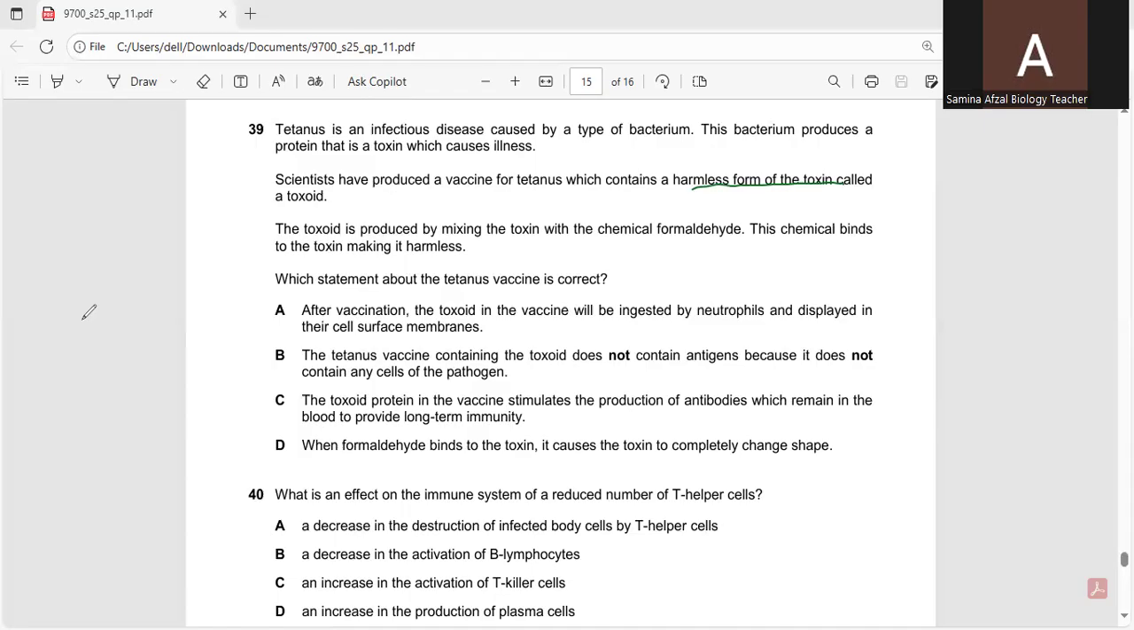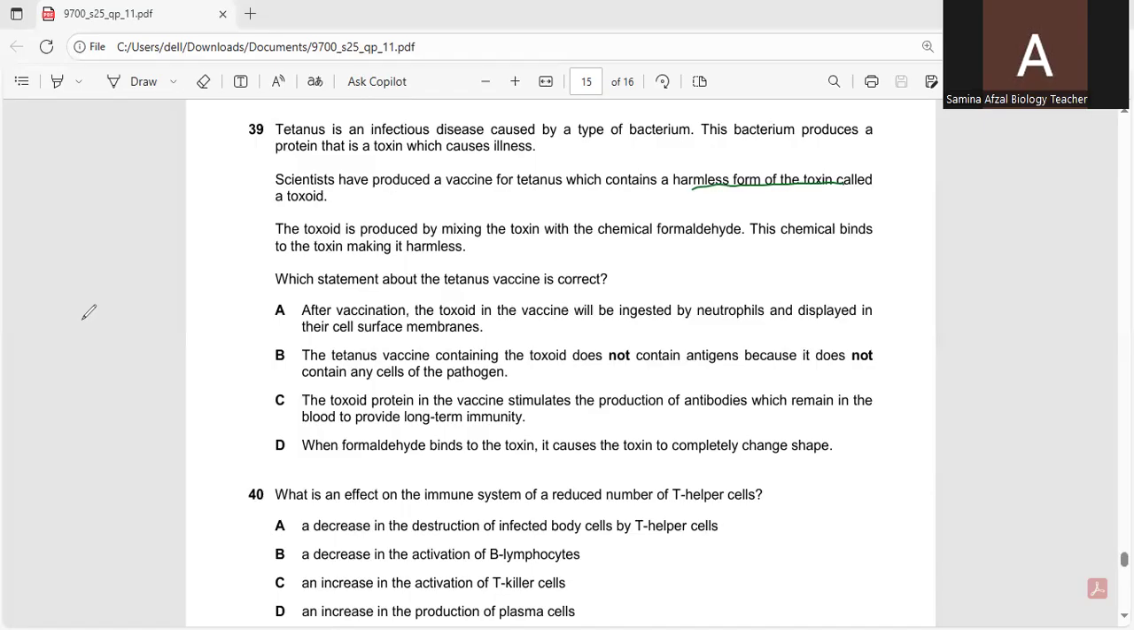And then you can see toxoid production to create the vaccine. The tetanus toxin is treated with a chemical such as formaldehyde, which alters its structure. This process makes the toxin harmless. And then when the tetanus vaccine containing the toxoid is injected, it acts as an antigen.